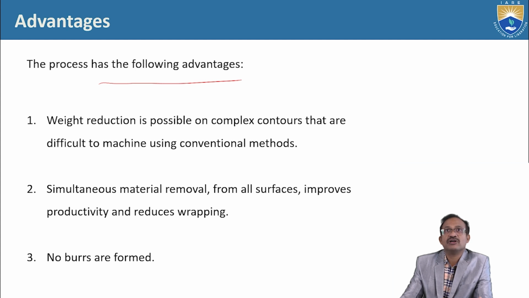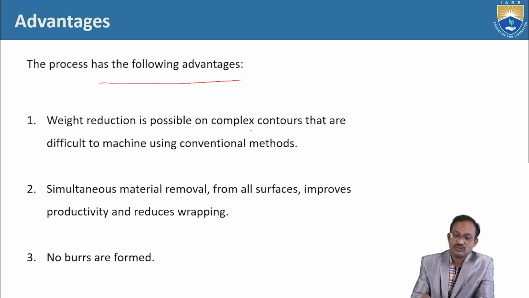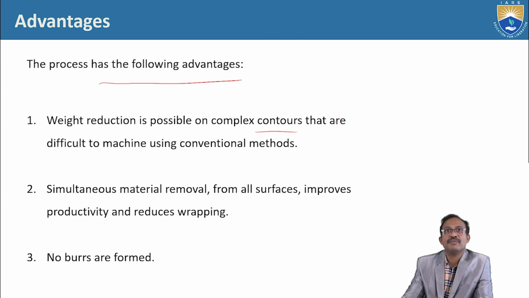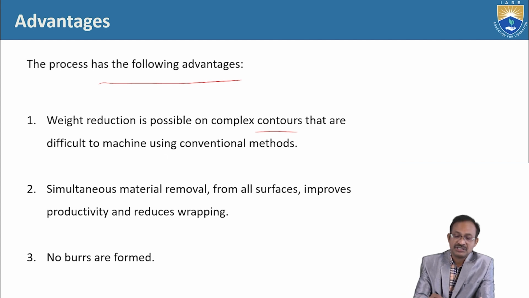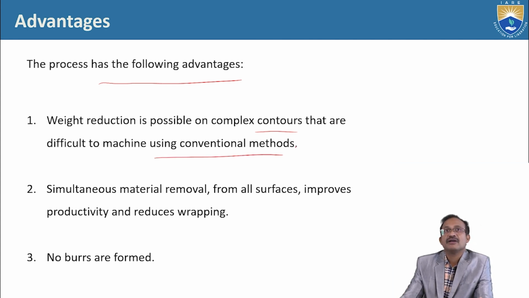Weight reduction is possible on complex contours that are difficult to machine using conventional methods. This is the first most important advantage. Usually in conventional methods we cannot achieve the required features and complexities, so we have to go with this chemical milling process for complex contours, for the removal or weight reduction.